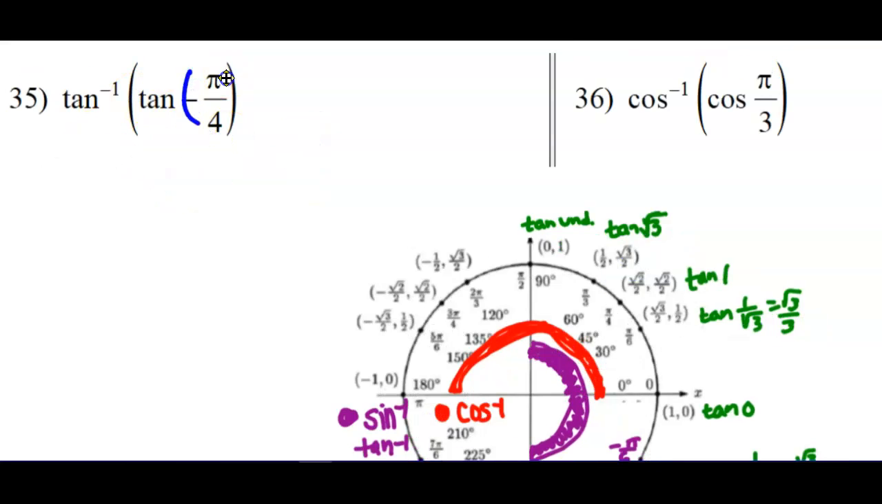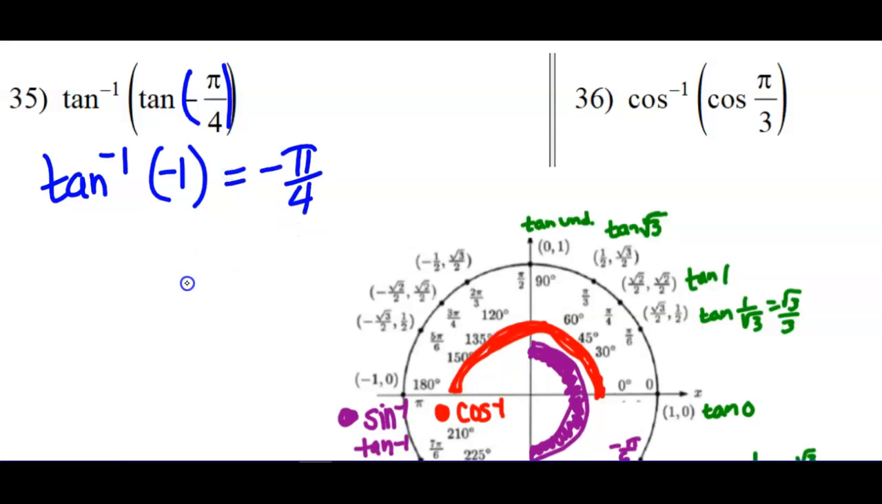Right? I wish they had extra parentheses here, but it's saying if you go to negative pi over 4, so you're down in this fourth quadrant, what is the tangent at that spot? And it is indeed negative 1. And then this is undoing that, and where is the tangent negative 1? Indeed negative pi over 4.